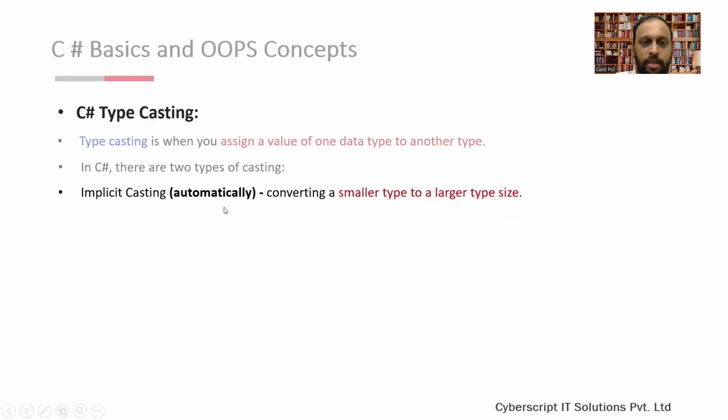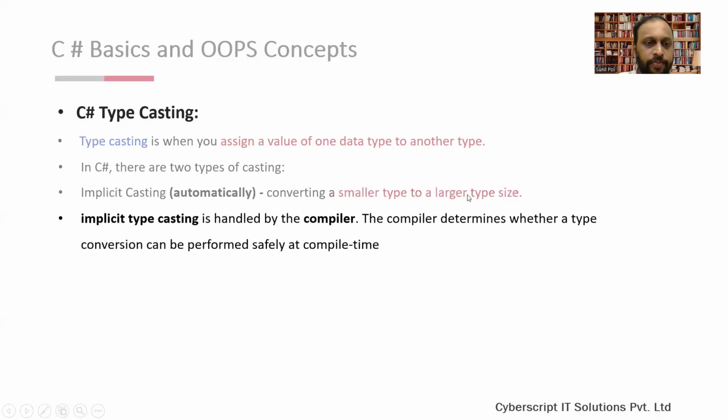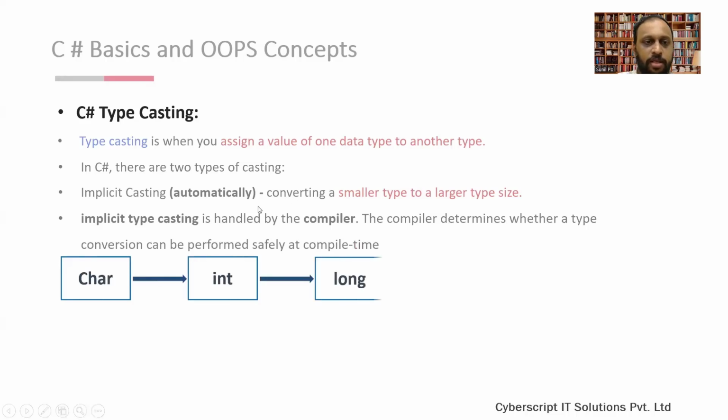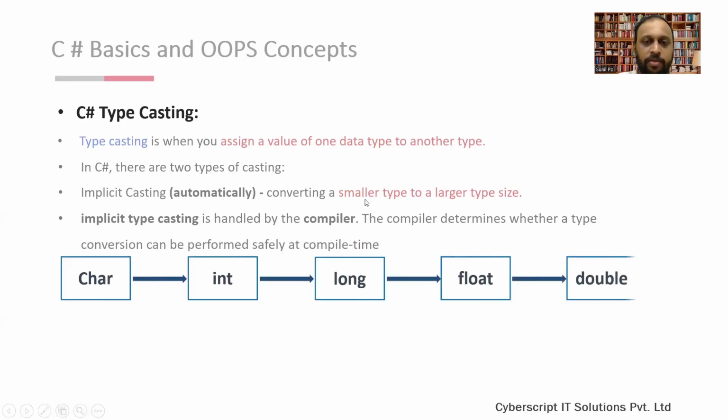Implicit casting is an automatic process which is done by the compiler, converting a smaller type to a larger type size. Implicit typecasting is handled by the compiler. The compiler determines whether a type conversion can be performed safely at compile time only. So as we discussed, in implicit casting, we are converting a smaller type to a larger type size. So here, this is the sequence.